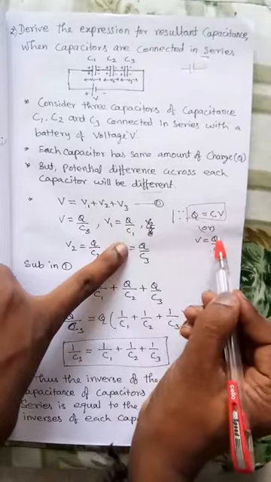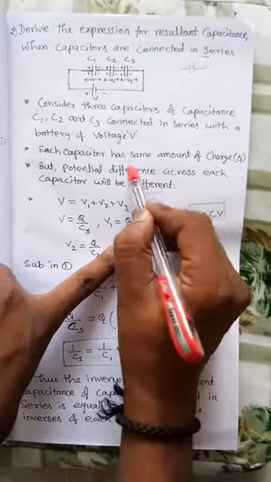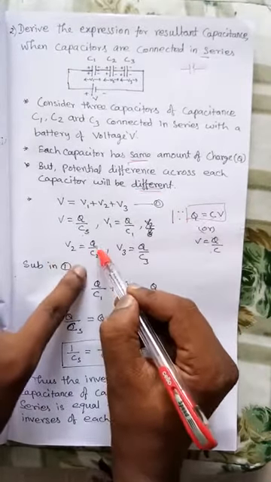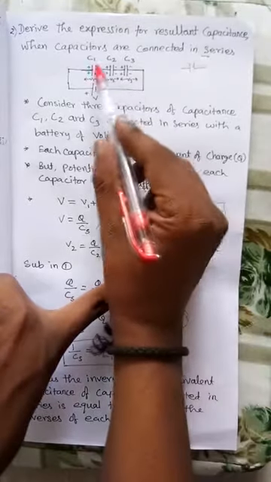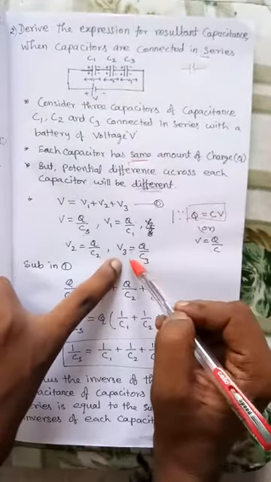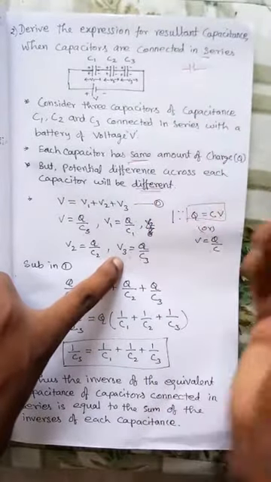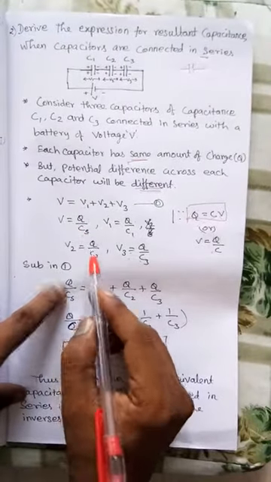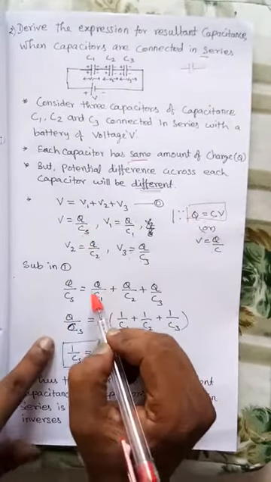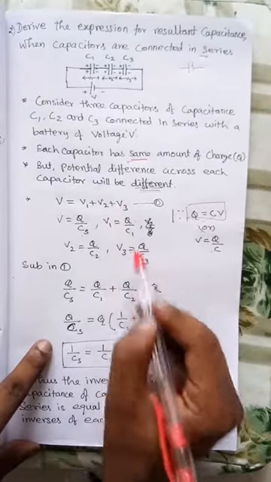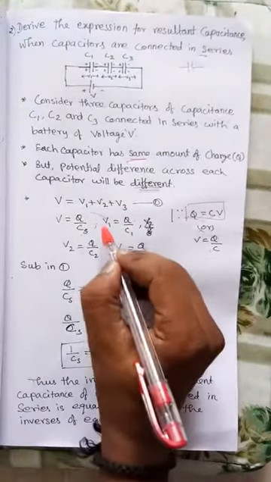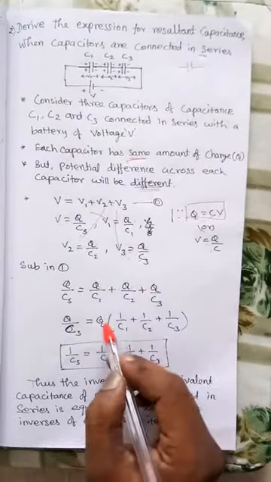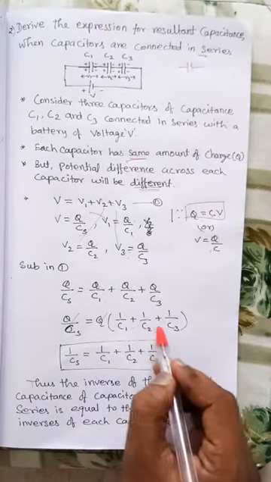Why? Because V1 is Q by C1. Q does not change because it is the same, but V changes, since the capacitors are different. So V2 is Q by C2, and V3 is Q by C3. Since only three capacitors are connected, up to V3 is enough. If there are 4, 5, 6 capacitors, you have to continue. Now substitute in equation 1. The V value, Q by Cs, is equal to Q by C1 plus Q by C2 plus Q by C3. Substitute the V1, V2, V3 values like that. Here Q is common, take it outside. Q cancels, leaving 1 by C1 plus 1 by C2 plus 1 by C3.